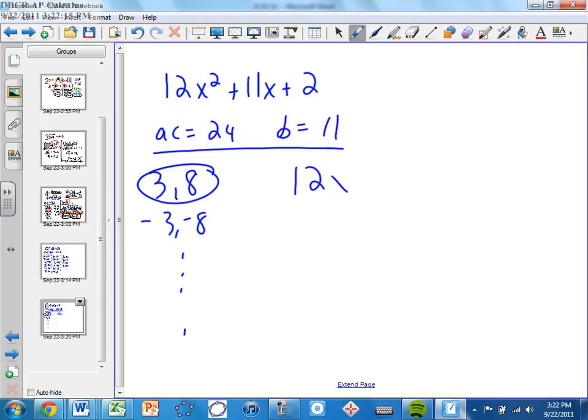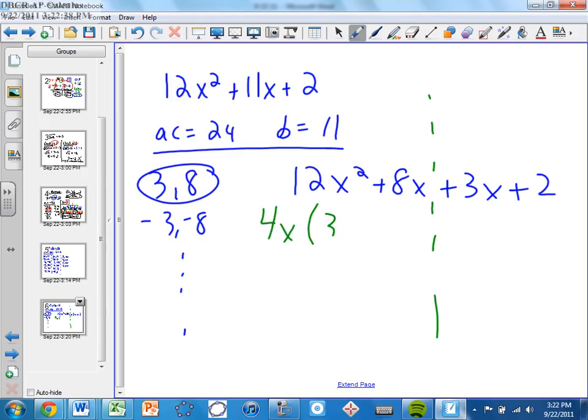12x squared plus 8x plus 3x plus 2. Could you find factors on this? We just did. Break it up. There are programs that can, but I want you to be able to do it this way. Now let's split it down the middle. What is the greatest common factor of 12 and 8? 4, and we take out an x also. We're left with 3x plus 2.